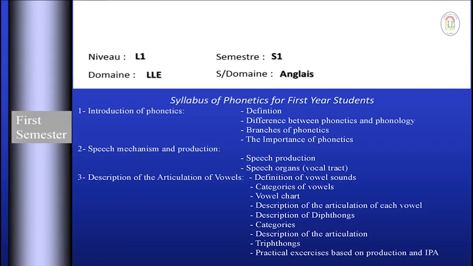Then we move to triphthongs, which is another category of diphthongs plus schwa at the end, and pronunciation with practical exercises based on production from students, and IPA transcription to show in detail how we can describe vowels and pronounce them using authentic materials from British and American accents.